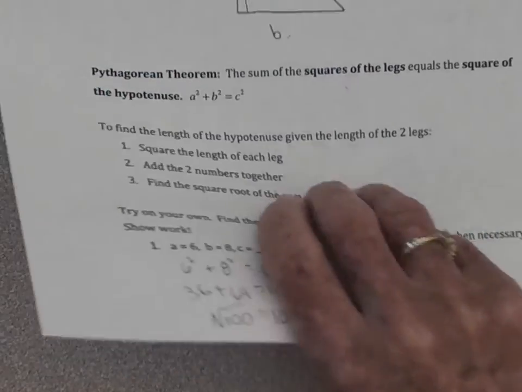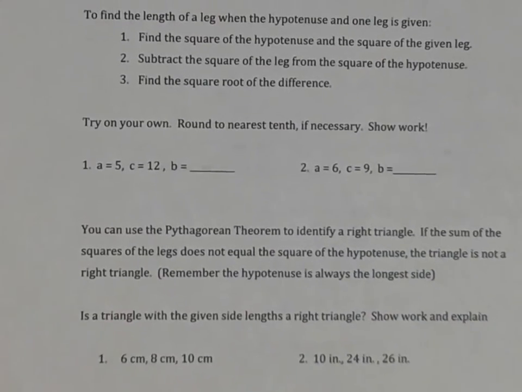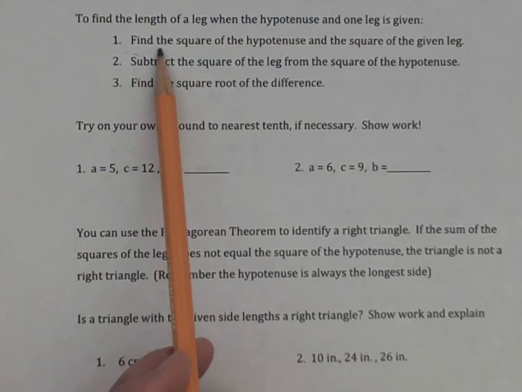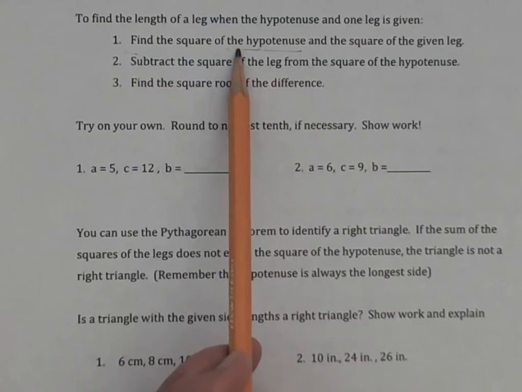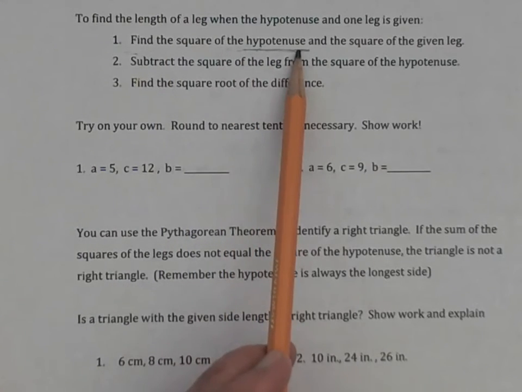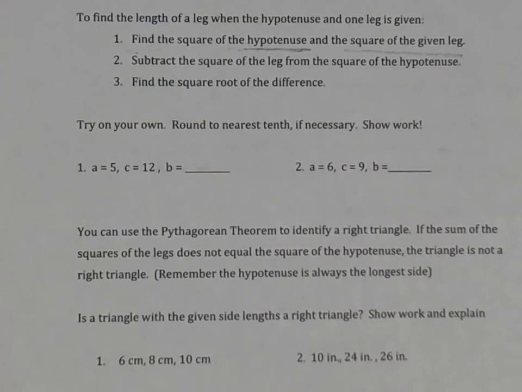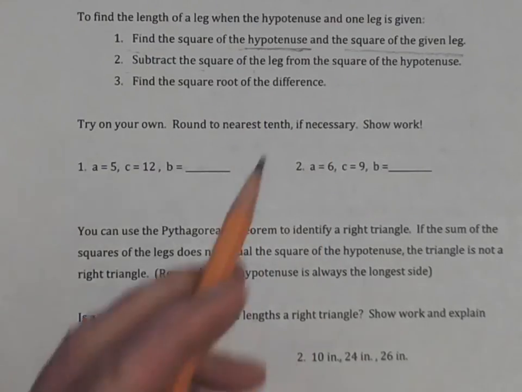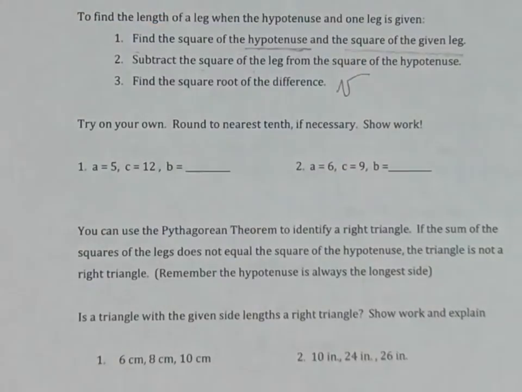We can also, if we're given the hypotenuse and one leg, we can find the other leg. So to do that, again, it seems pretty obvious that if the sum of the squares of the legs equals the square of the hypotenuse, then the difference of the hypotenuse and one leg is going to give you the square of the other leg. So what we're going to do is, again, we always got to square the number, so we're going to square the hypotenuse, the longest side, the side opposite the right angle, and square the leg that's given. Then we're going to subtract the square of the leg from the square of the hypotenuse, and then don't forget to find the square root.